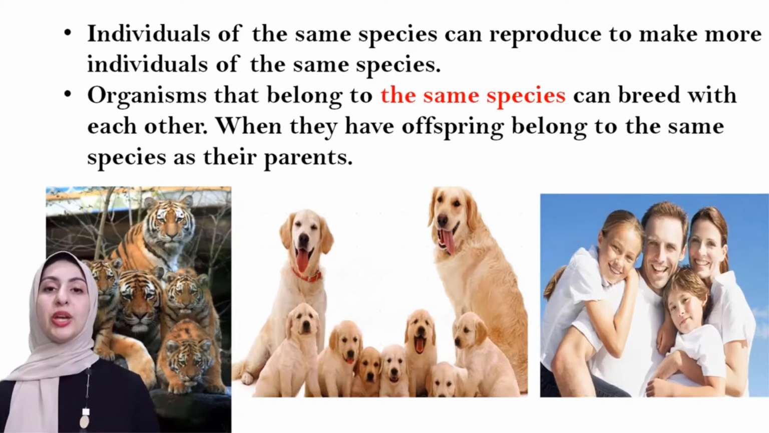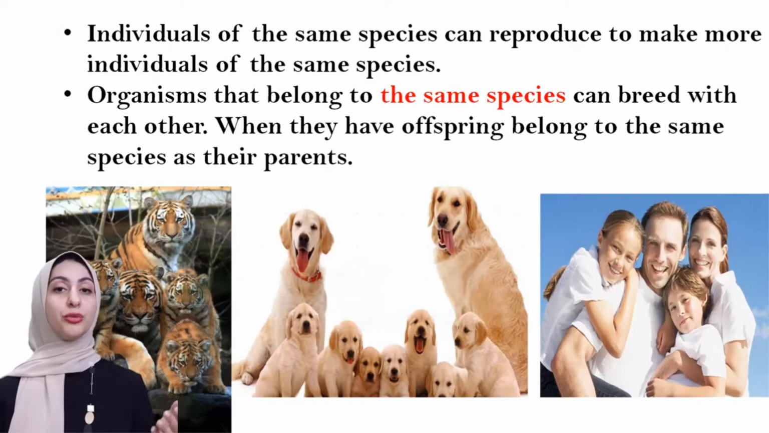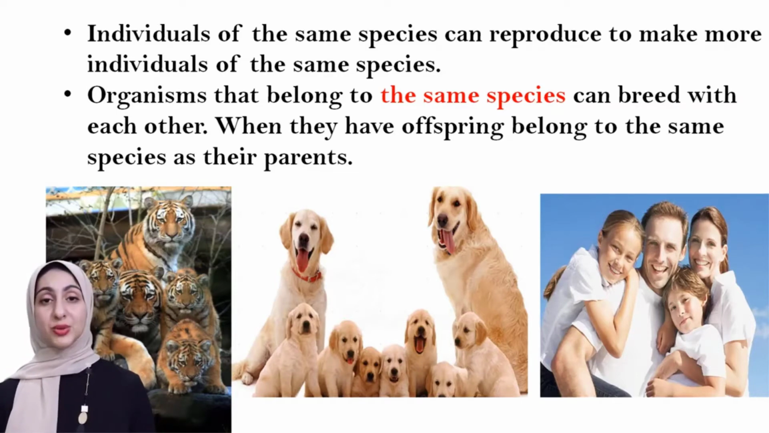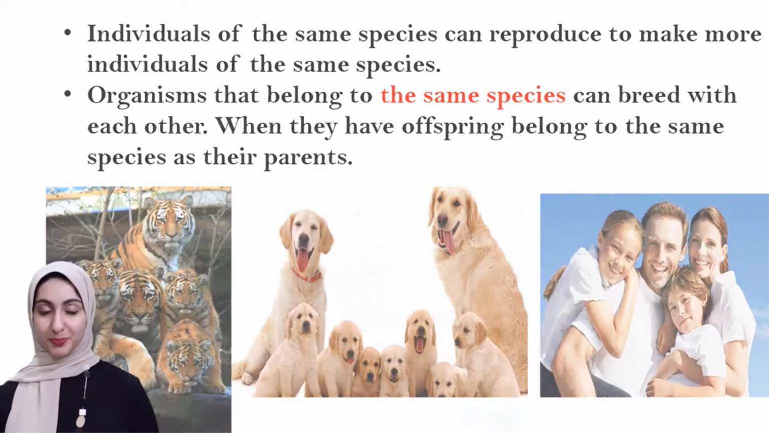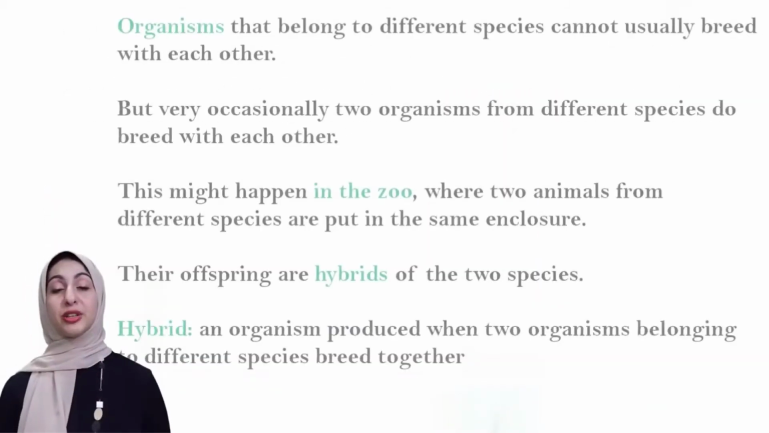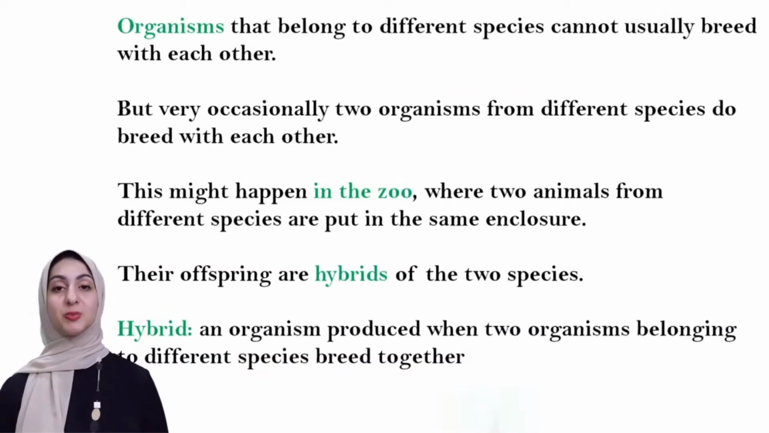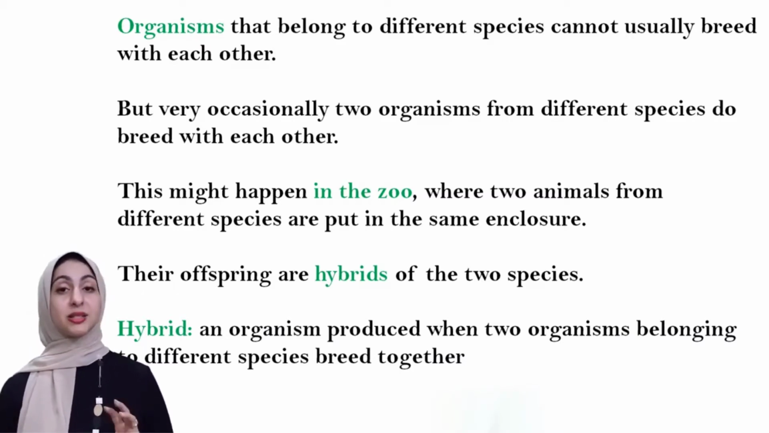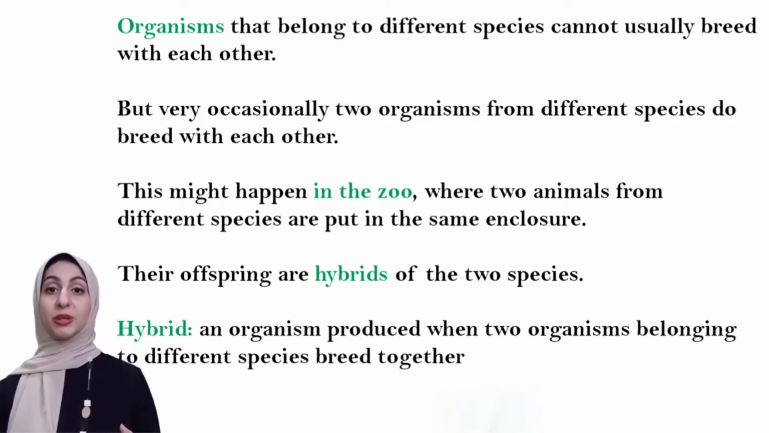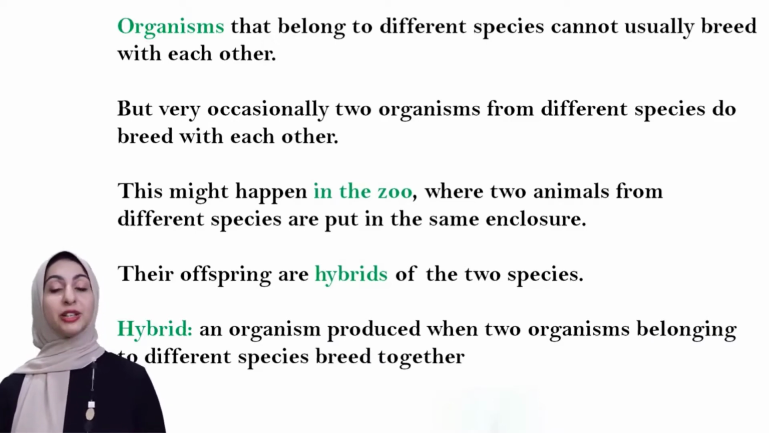Like here, we have the family of tigers. This family has a male and female from the same species. So if you look at their babies, they look like them. But if we have living organisms from different species, they will not be able to breed together. This happens most of the time, but rarely, some organisms from different species can breed together.